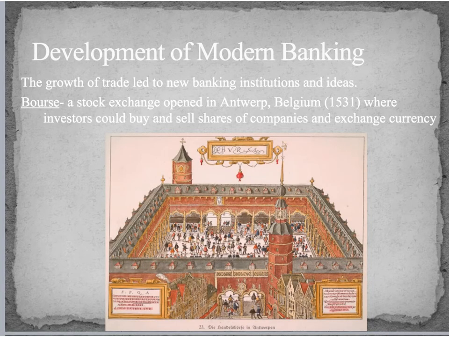The Bourse, which is one of the earliest stock exchanges, opened in Antwerp, Belgium in the 1500s. And so now companies could sell stock to get investments in their company. That's why companies sell stock: you basically are selling a portion of your business, but in return for that, you're getting money injected into your business. And so this was a place where people could buy and sell shares of companies and exchange currency.